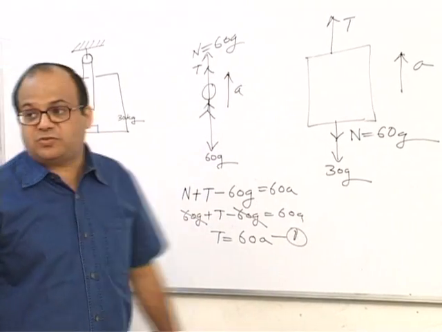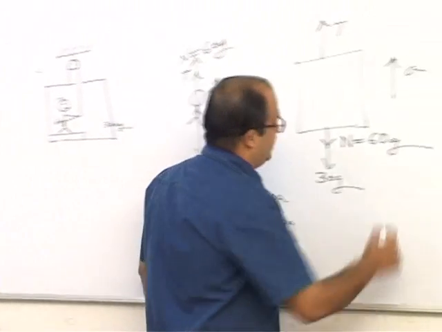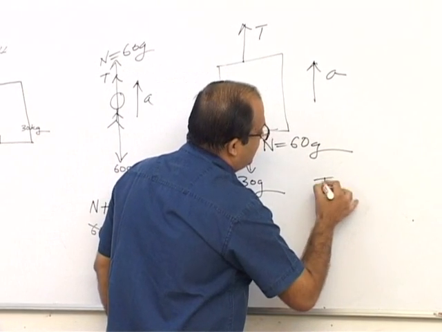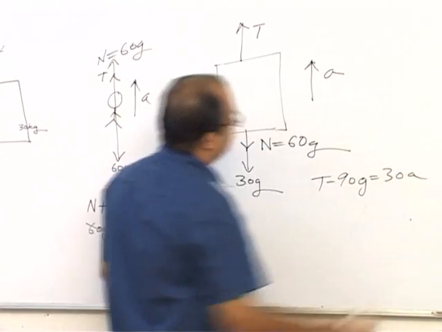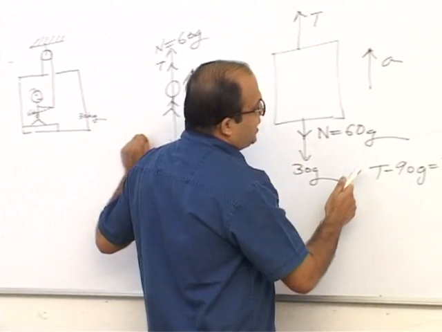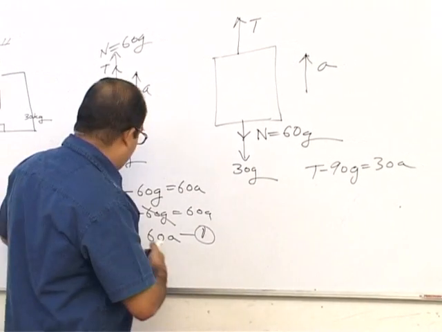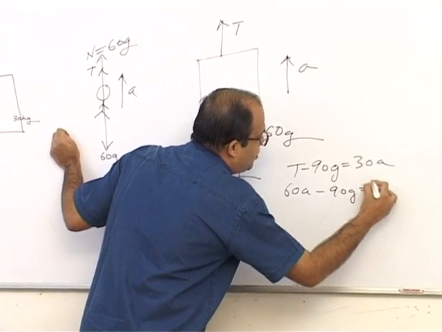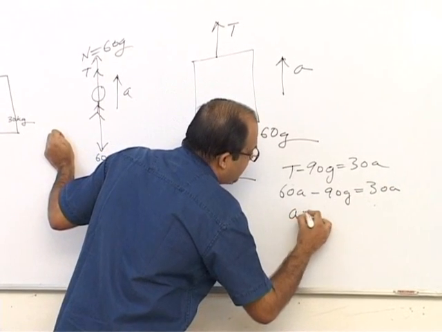Now write the equation for the box. Tension is upward, normal and 30g is acting down. So tension must be equal to 60 plus 30, 90g. No, tension minus 90g will be equal to 30a, because acceleration is there in the upward direction. So tension minus 90g equal to 30a. Now tension itself is 60a. So 60a minus 90g equal to 30a. Then this side we get 30a equal to 90g. a becomes 3g.